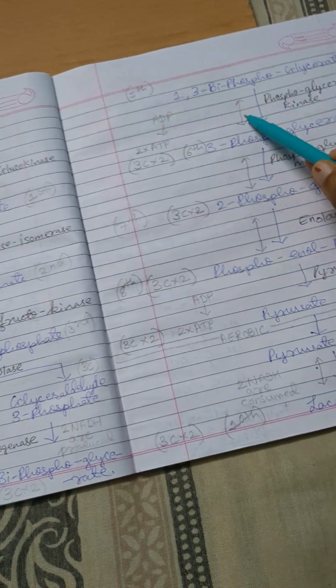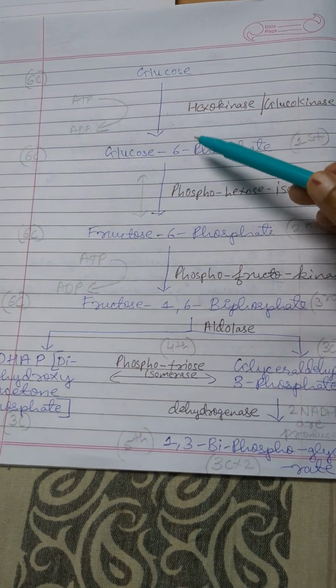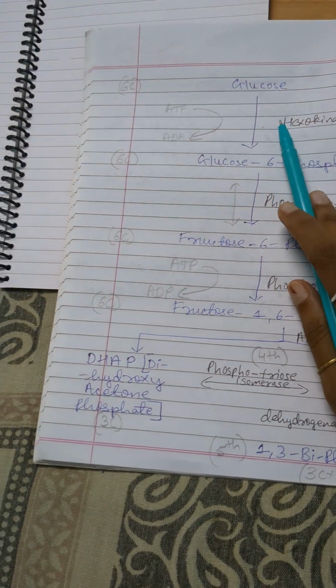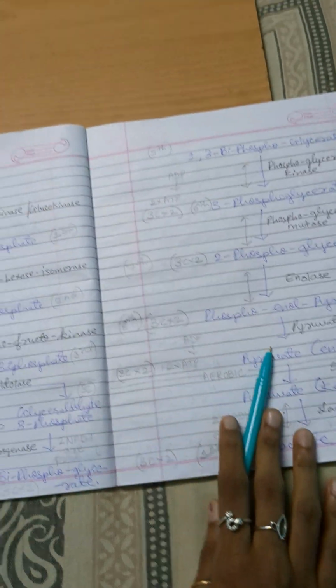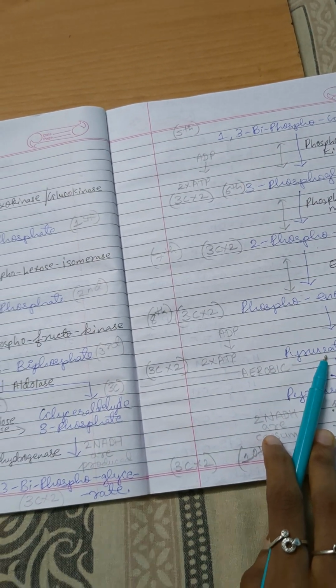So I have shown it with this arrow. All the other reactions are reversible. Only the first, third and 9th steps, that is the formation of pyruvate, are irreversible reactions.